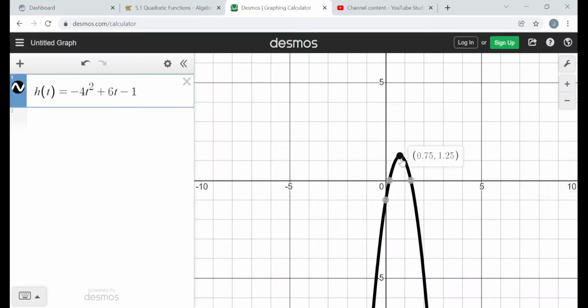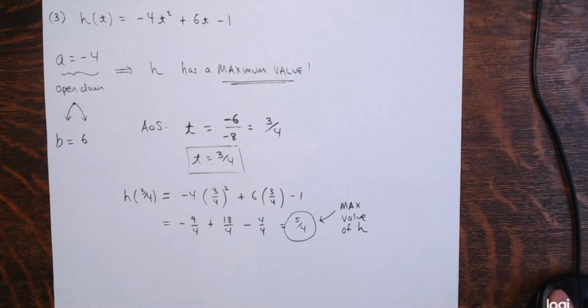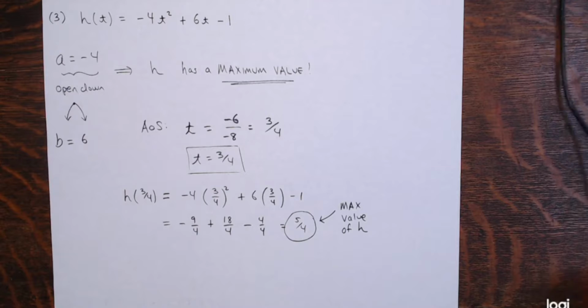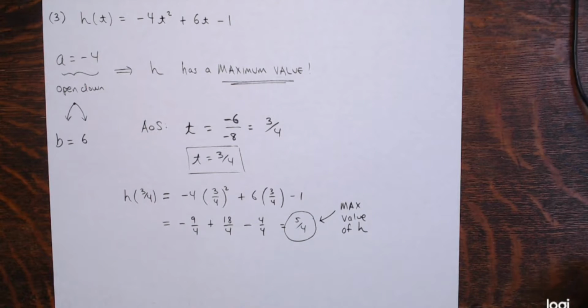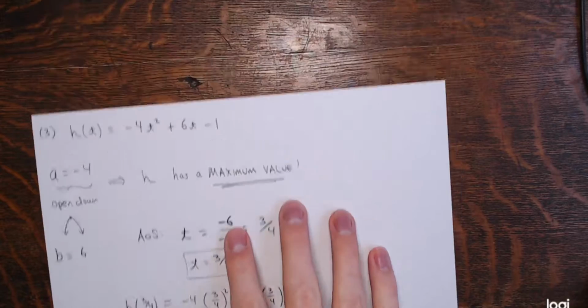And look at the vertex, right? 0.75. Remember we said t equals 3/4 was the axis of symmetry, 0.75. And 1.25, that's 5/4, is the highest value, the maximum value of the function. That's exactly what I had written out here on paper. Okay, wonderful. Okay, next example.